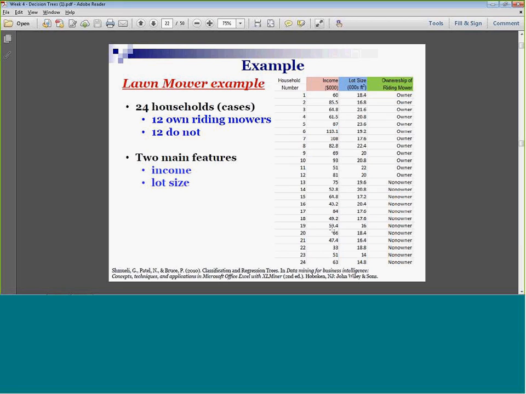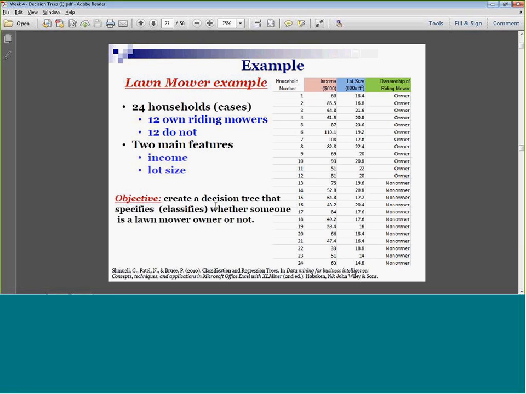This is how much money the household makes in income. This is the lot size of their yard in the blue column. So there's only two features. We're trying to predict whether a person owns a lawnmower or not. We've only got two features to pick from. Again, normally even a small, reasonable problem is going to have a lot more features. These happen to be both what we call continuous features, meaning they're not yes, no, circle, triangle. They're numbers, which can take on a lot of different values. So I thought this would be a good example. We have two features, so that's where we're going to start.